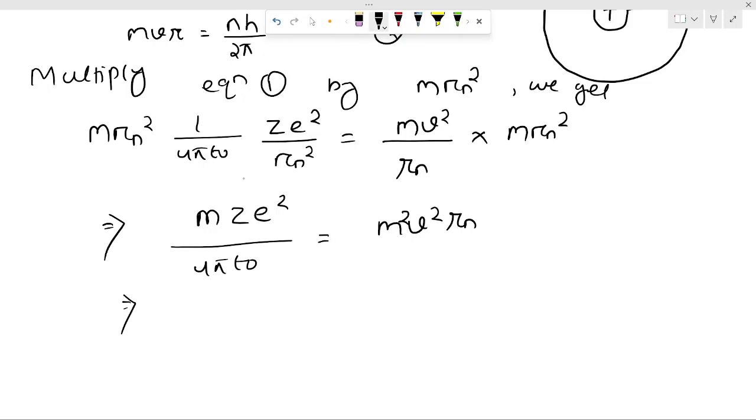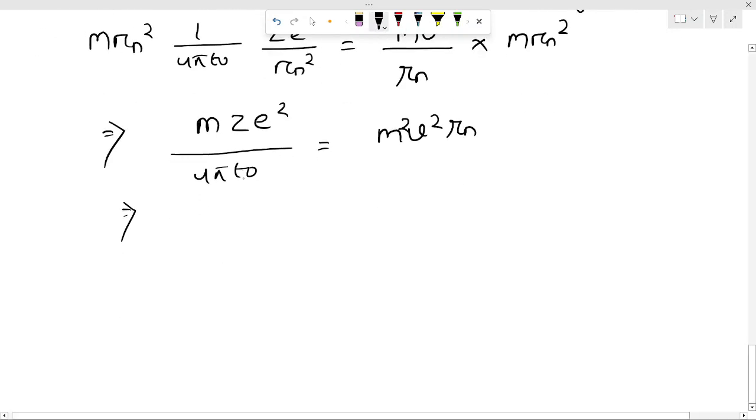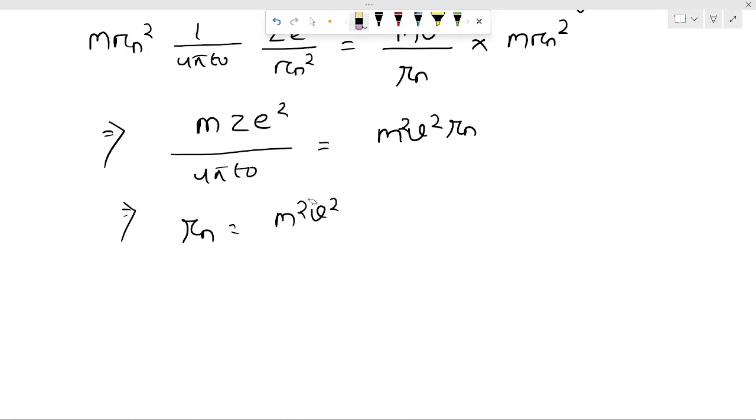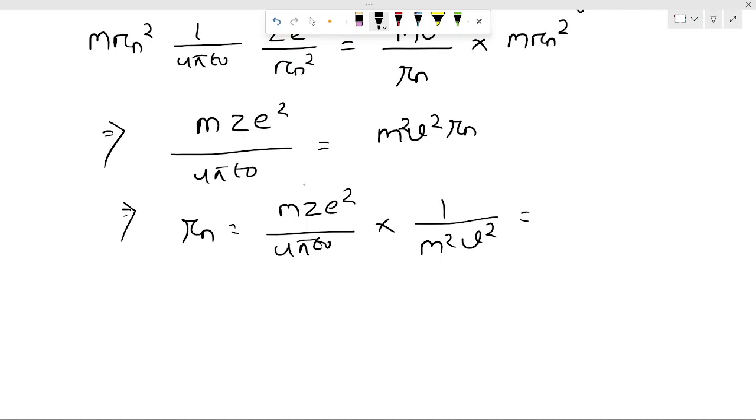Okay, now see, we have rn is equal to how much? We have, okay, m Z e square upon 4 pi epsilon naught into 1 by m square v square, isn't it? Yes. What will it become?